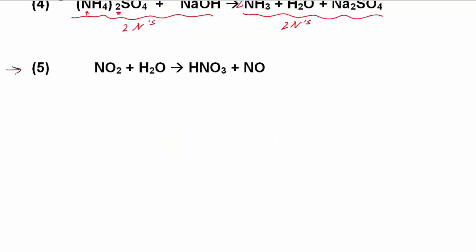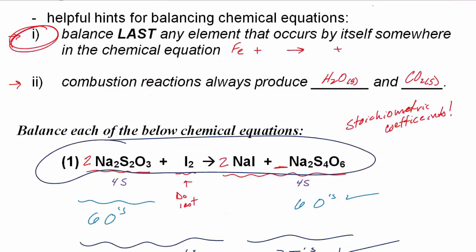Number 5, I'm going to start with the hydrogens. I got 2 hydrogens, 2 hydrogens. Now I've got 3 nitrogens. 3 nitrogens. 3 times 2 is 6 and 1 is 7. 7. Good. So the idea here is just try to balance these chemical equations so that you have the same number of atoms of each element on both sides. And it's usually easiest if you balance last an element that's all by itself.